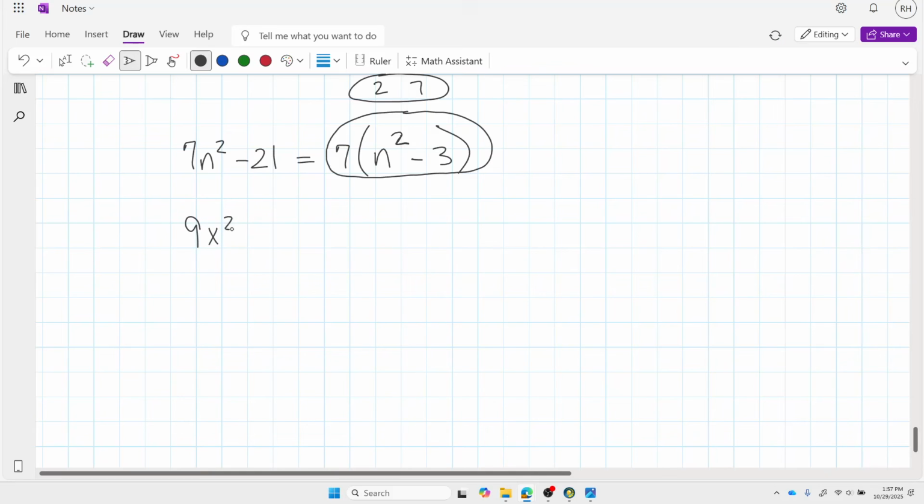Look at 9x squared plus 9x minus 18. What's the GCF here? 9, good. So you take it out and then divide it back into everything. So 9x squared divided by 9 is x squared. 9x divided by 9 is x. And 18 divided by 9 is 2. So we're going to factor this trinomial, but don't forget the 9.